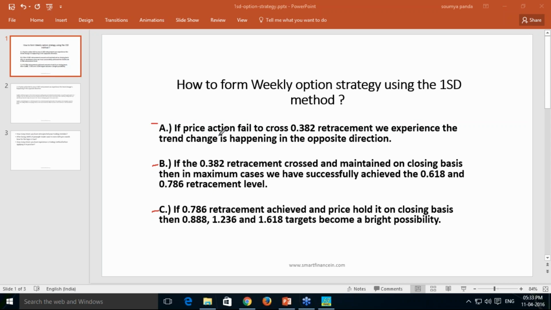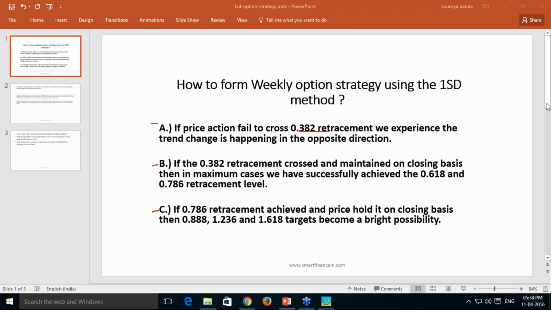Come to the first one, wherein if the price action fails to cross the 0.382 retracement, we experience the trend change happening in the opposite direction. This is what it says in this particular method, 1SD or the Fibonacci method. 1SD is just giving you the price range. The Fibonacci method says that if price action fails to cross the 0.382 retracement, we may experience a trend change in the opposite direction. So this is one of the conclusions of the Fibonacci.